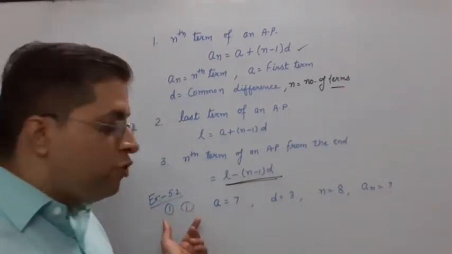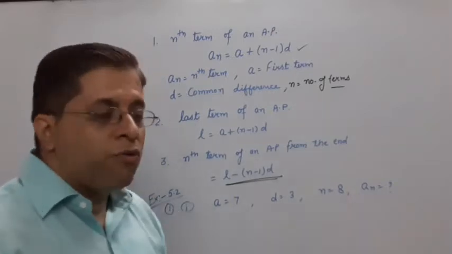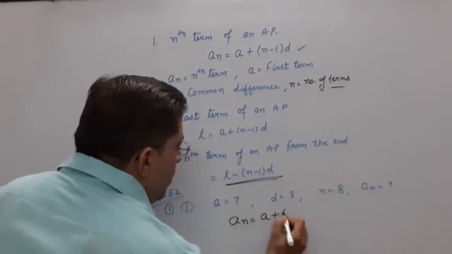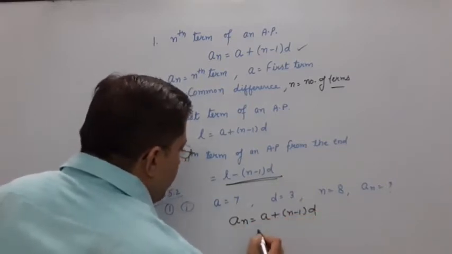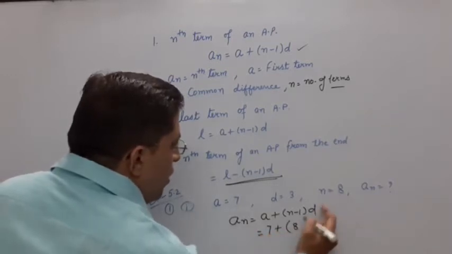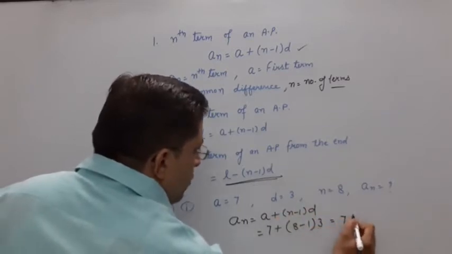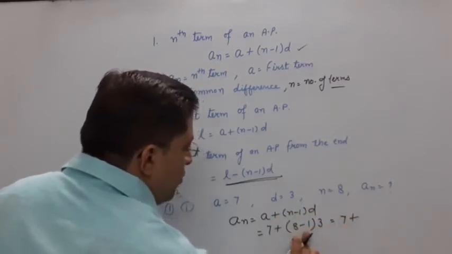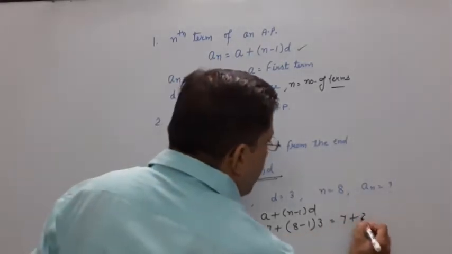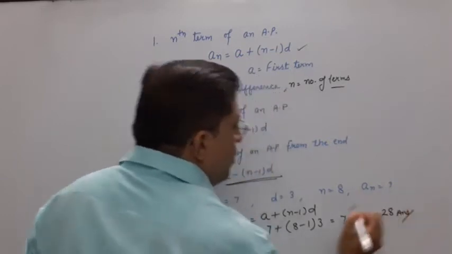Okay, now the first question: you have given A, D, n and you have to find An. What we know, An is equal to A plus (n minus 1)D. A is 7, n is 8 minus 1, D is 3. 7 plus, this is 8 minus 1, 7. 7 3s are 21. Here 21 plus 7, 28 is your answer.